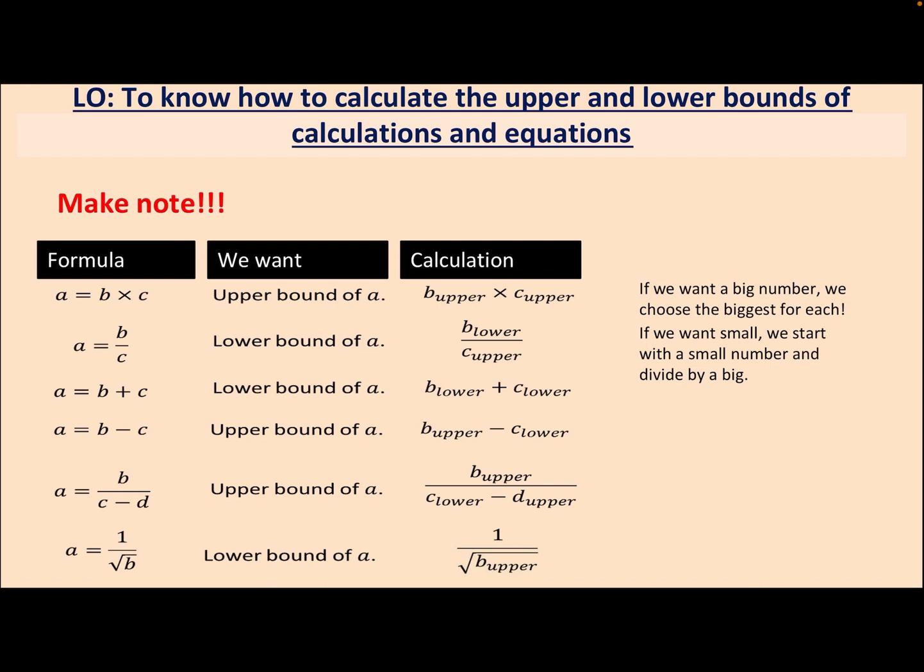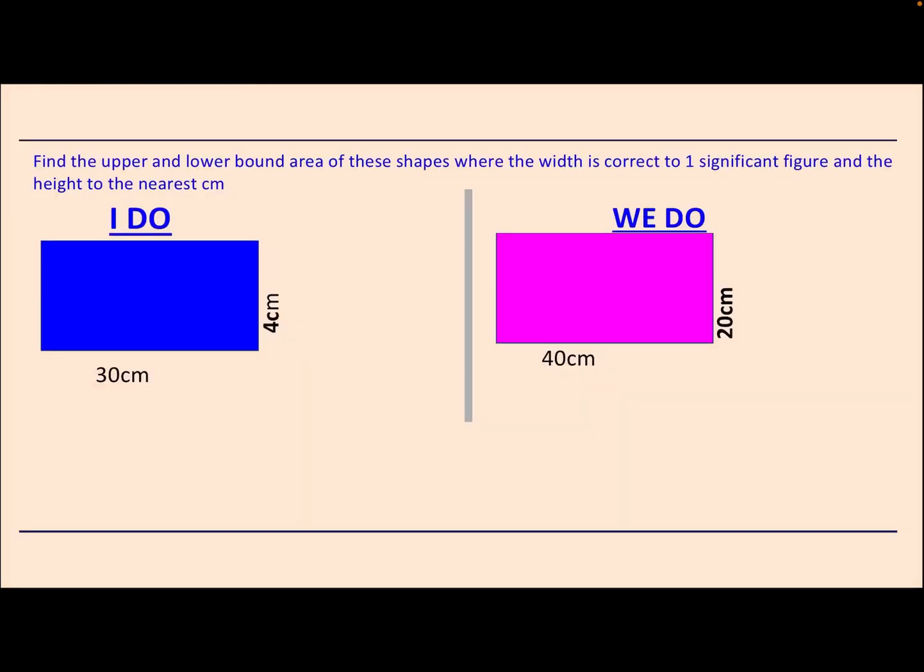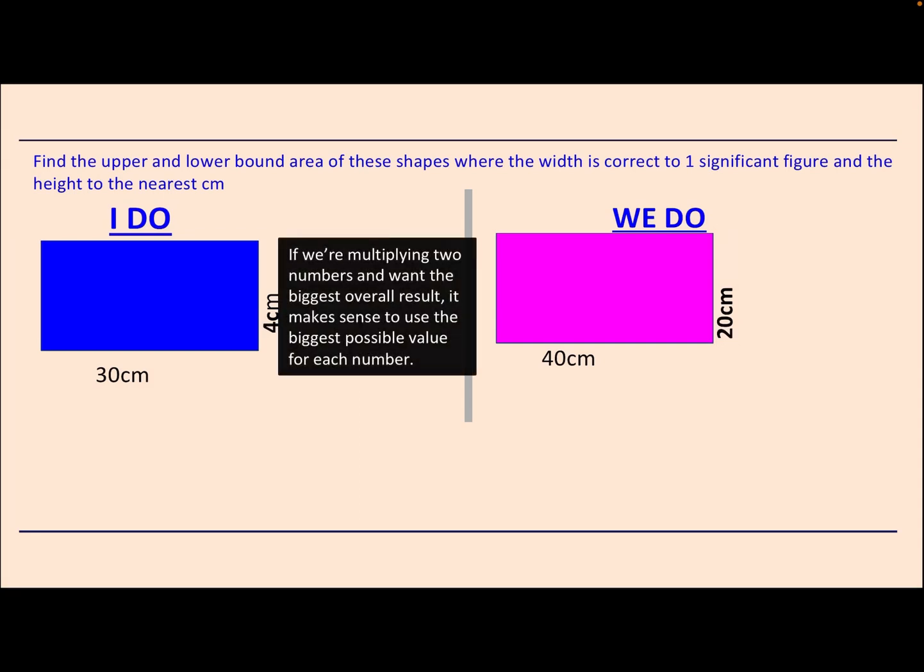So we're going to start doing some I do, we do questions. So here we have this question here. Find upper and lower bound area of these shapes where the width is correct to one significant figure and the height is correct to the nearest centimeter. Let's see. So if we were multiplying two numbers, we want the biggest overall. So it makes sense for us to use the biggest value of each number. So if we're finding upper bound, we're going to do that.